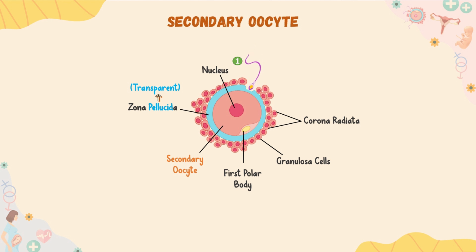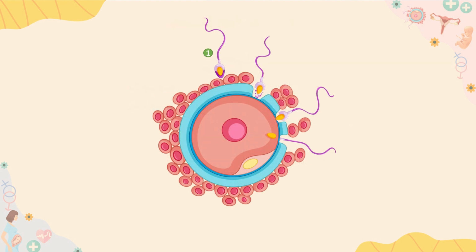Then, upon contact with the zona pellucida, the sperm bind the glycoprotein ZP3. That acts as a sperm receptor. This initiates a process called the acrosomal reaction. The acrosome is a body attached to the sperm head and contains proteolytic enzymes such as hyaluronidase and acrosin, and the process of release of these enzymes from acrosomes is called acrosomal reaction.